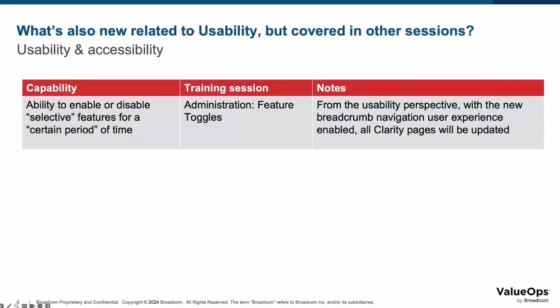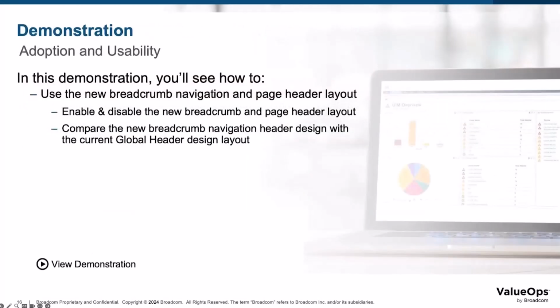So what other platform capabilities are new and related to usability, but covered in other training sessions? I mentioned the toggle feature, which allows you to enable or disable selected features for a certain period of time. But from the usability perspective, I will cover this in terms of how the new breadcrumb navigation and header user experience is enabled. So let's move on to the demonstration.